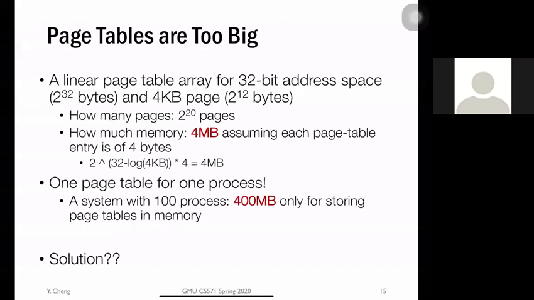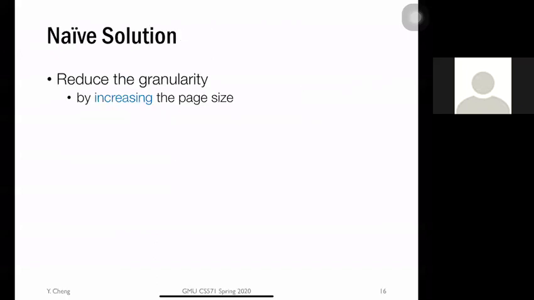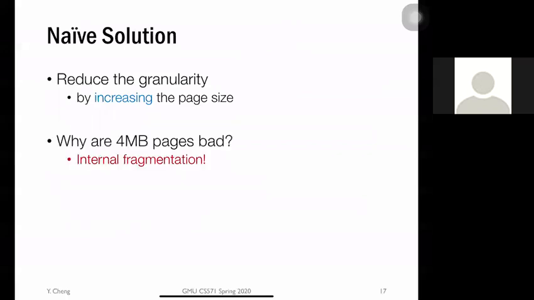So how to solve this? How to make it more memory efficient? What's the solution for this? There are some seemingly naive solutions. Why not just reduce the granularity, or in other words, increase the page size? Why not just increase the size from a 2 KB or 4 KB page into 4 MB, by increasing the size of the page by, let's say, 1,000 times.